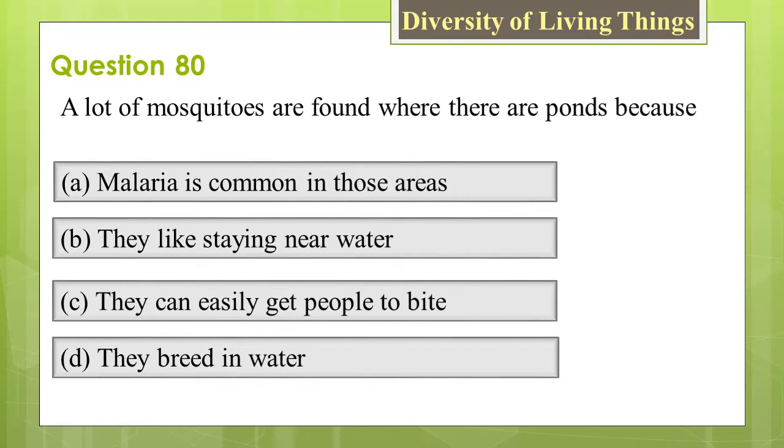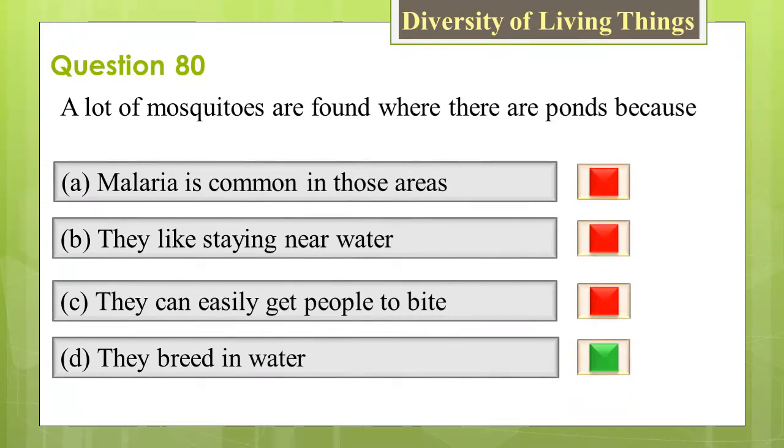Question 80. A lot of mosquitoes are found where there are ponds because A. Malaria is common in those areas. B. They like staying near water. C. They can easily get people to bite. D. They breed in water. Which one of the following alternatives is the best alternative? The best alternative is D. They breed in water.